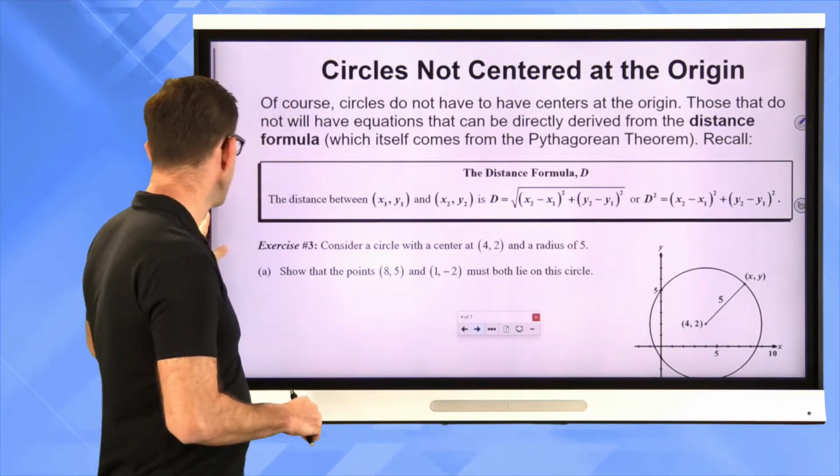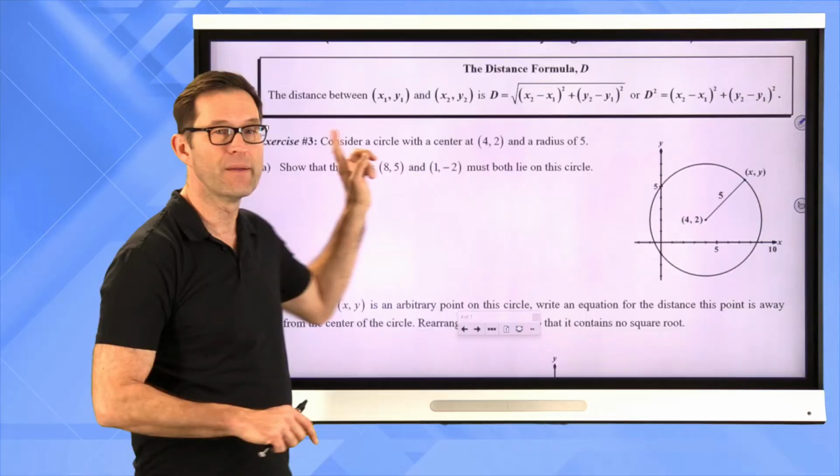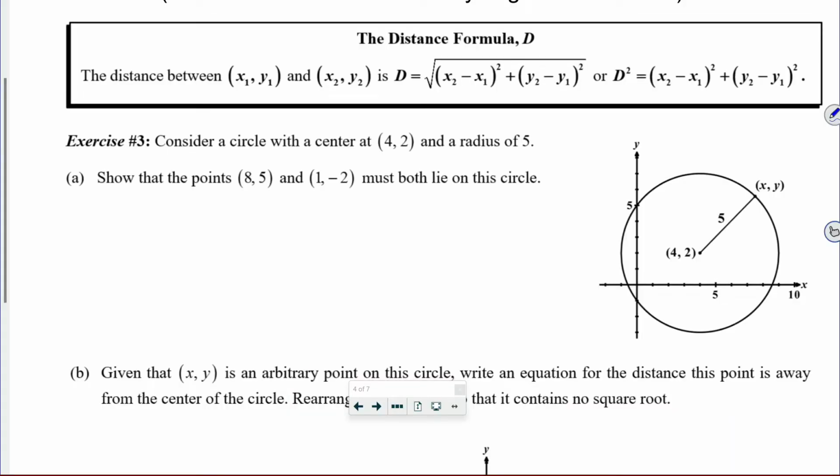So recall the distance formula, right? The distance between points x1, y1 and x2, y2 is d equals the square root of x2 minus x1 squared plus y2 minus y1 squared, the square root.